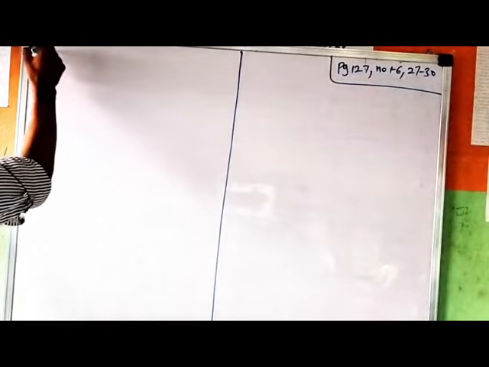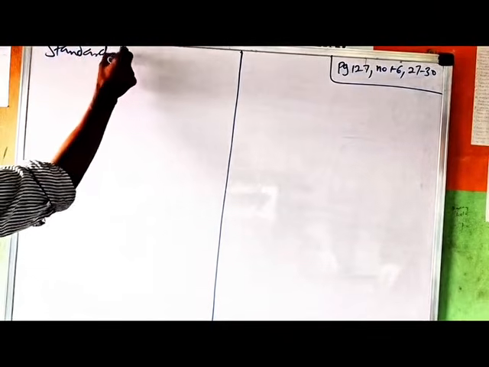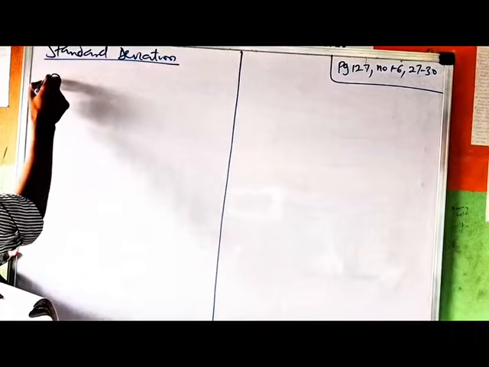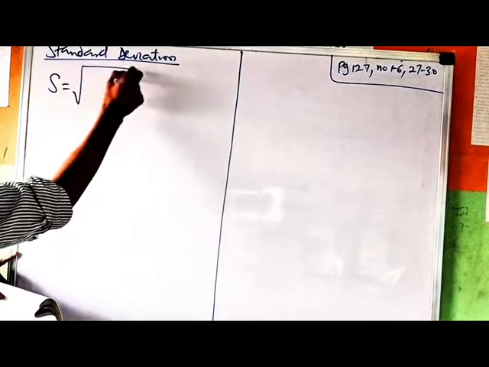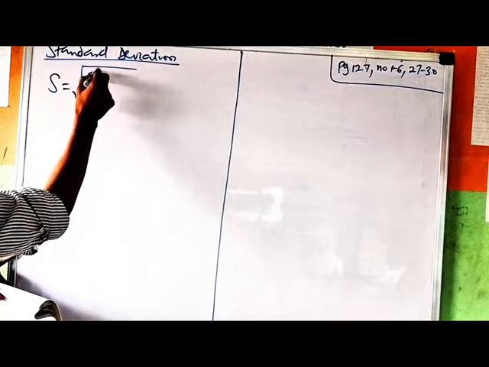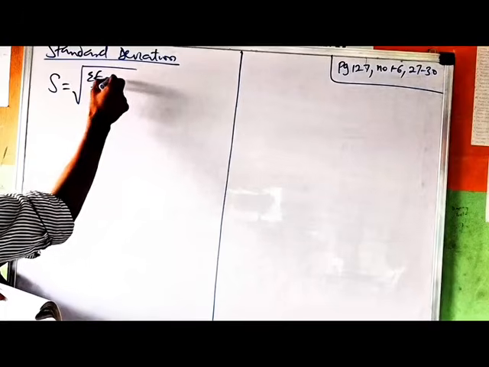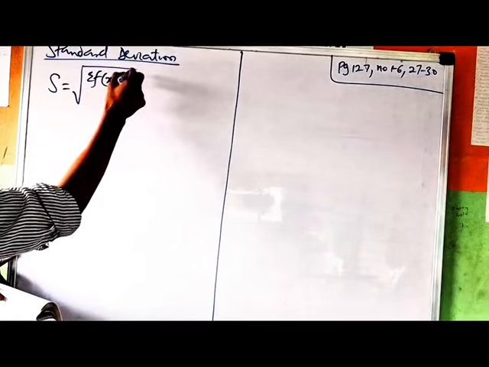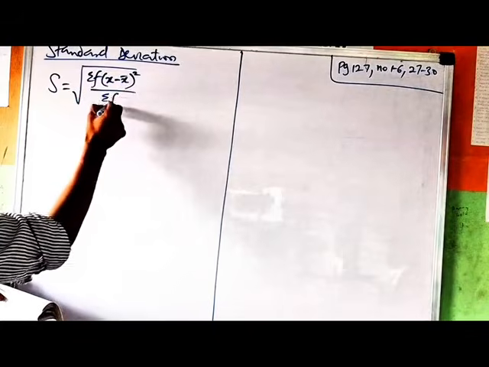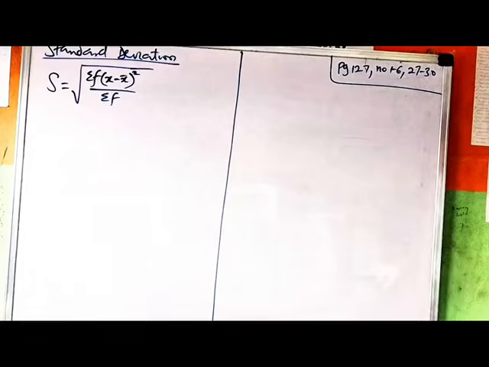The scores of 3 students in the test are 5, 6, and 7. Find the standard deviation of their scores. What's the formula for standard deviation? The formula for standard deviation is S is equal to square root of variance. And what's the variance? Summation f times x minus mean squared over summation f. That is the formula for standard deviation.